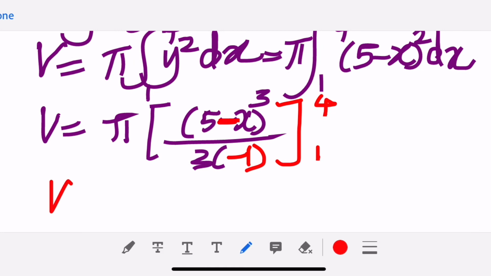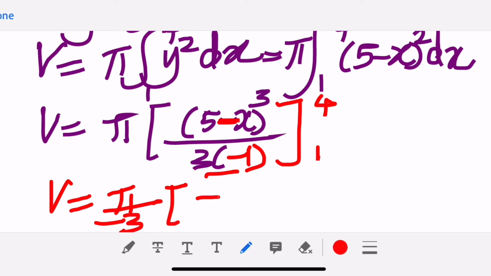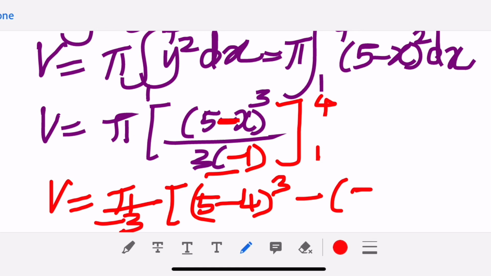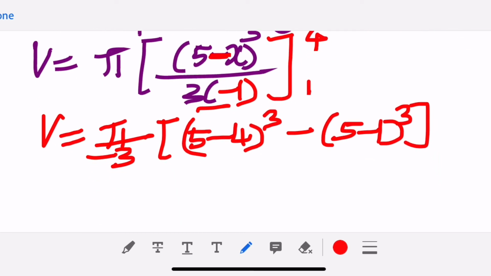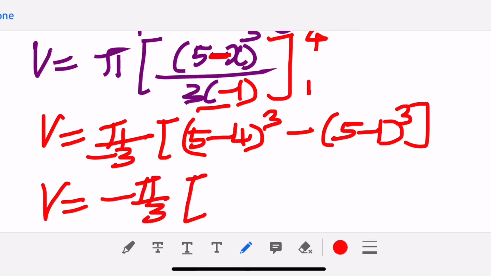So the volume is pi. There's a negative 3, right? I can bring out the negative 1 over 3. (5 minus 4) to the power 3 minus (5 minus 1) to the power 3. So I'm expecting a positive answer. This is 1 cubed. This is 4.